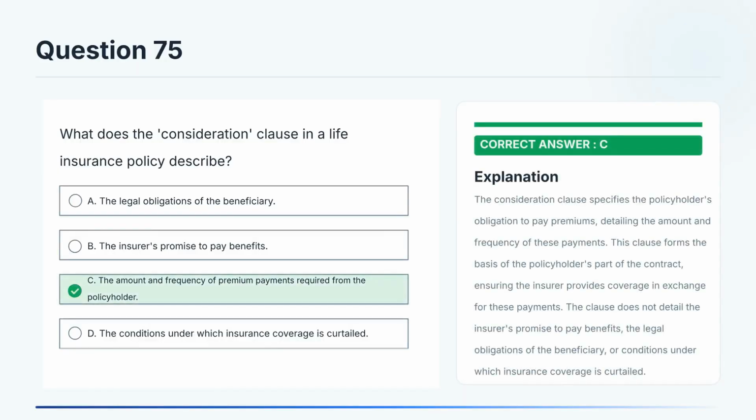The answer is C. The amount and frequency of premium payments required from the policyholder. The consideration clause specifies the policyholder's obligation to pay premiums, detailing the amount and frequency of these payments. This clause forms the basis of the policyholder's part of the contract, ensuring the insurer provides coverage in exchange for these payments. The clause does not detail the insurer's promise to pay benefits, the legal obligations of the beneficiary, or conditions under which insurance coverage is curtailed.